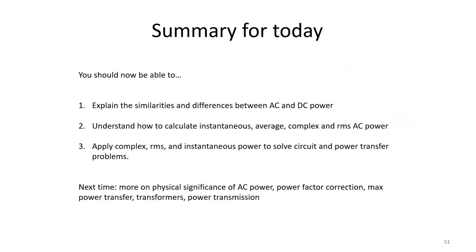Let's go ahead and wrap up here for today. By now you should be able to explain the similarities and differences between AC and DC power. We've learned that AC power actually can be calculated in a variety of different ways. In AC circuits, you want to know how to calculate instantaneous power P of t, average power P, complex power S equals P plus JQ, and of course our RMS values, which are basically the equivalent values to the DC power.